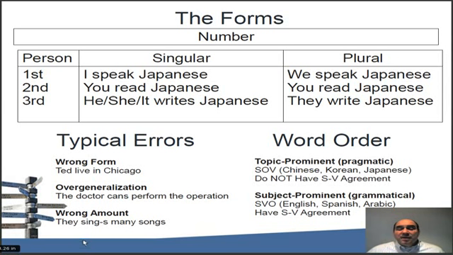They may provide the wrong number, okay? Not just the wrong person, but the wrong number. "They sings many songs." Well, "they" is plural, therefore "sing" should be plural, okay? So they may have the wrong amount. They may overgeneralize. They may omit it altogether, again, just because they don't understand. Oftentimes when they overgeneralize, it's because they've learned the rule, but they're using it too many times. If they use the wrong amount, sometimes that happens because they're pulling from their own language. They're pulling an idea from their own language and they put it into English, and it doesn't work.